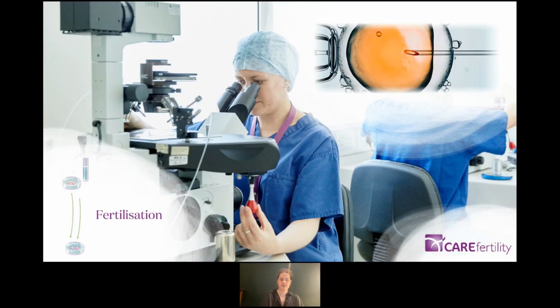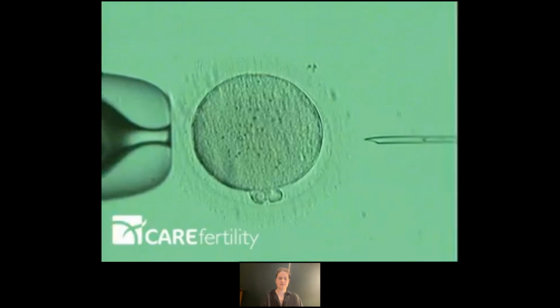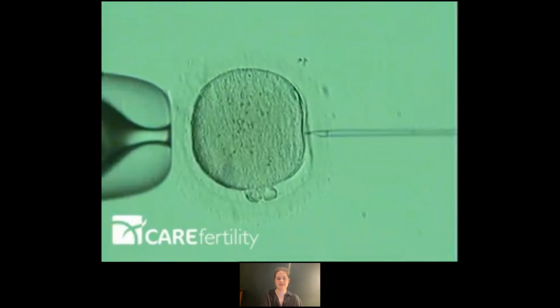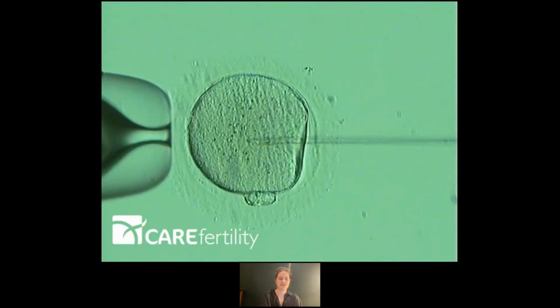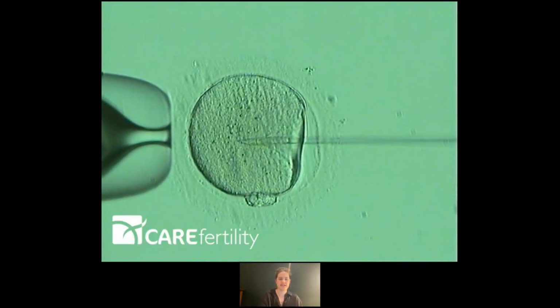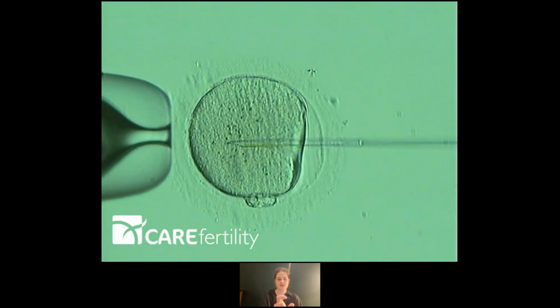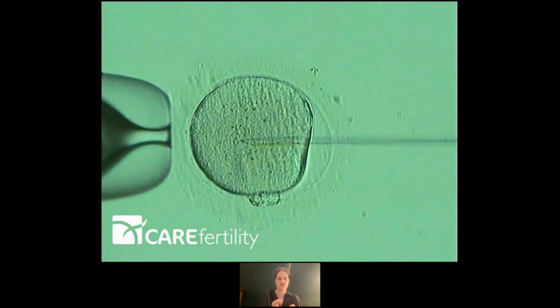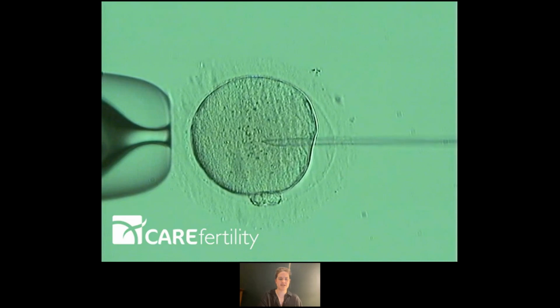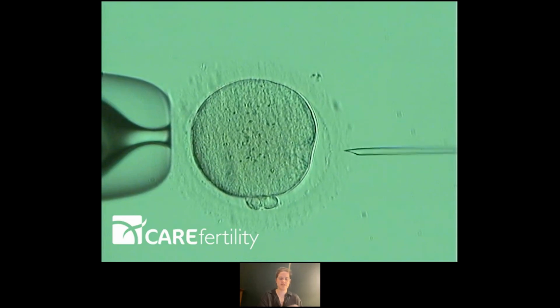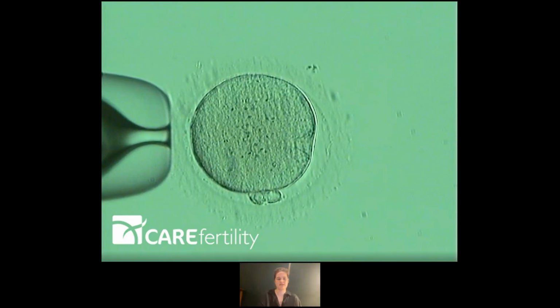So I think we have a video of the ICSI, I believe. Yeah, so you can see this is an egg in the middle, and then we've got a needle on the right hand side that's got the sperm in, just a little dot at the end, and we push the needle in, and then we aspirate a small amount of the egg just to make sure that the sperm is definitely going to go inside, and then deposit the sperm in the middle and carefully move the needle out of the egg.